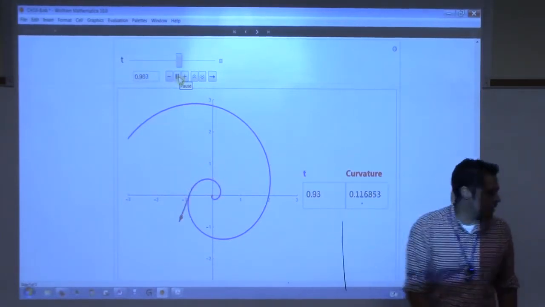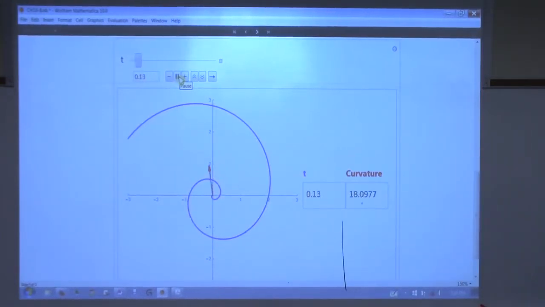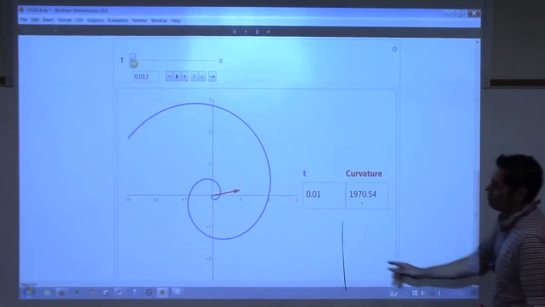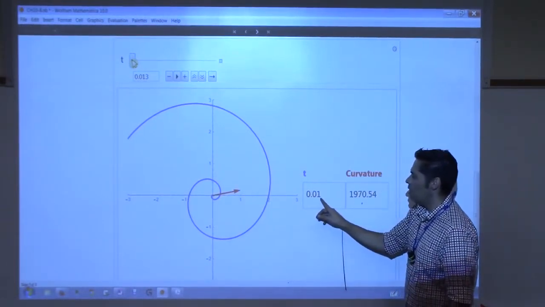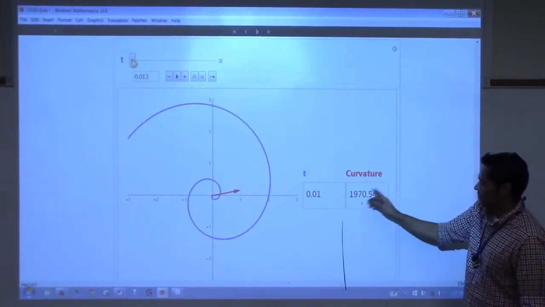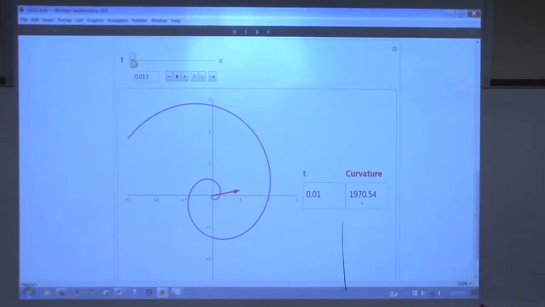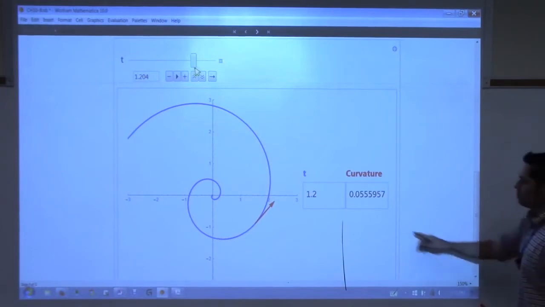So look in here. I think I can slow it down, or I'll just pause it. Move it back to the beginning. Right there at the very beginning, look at the curvature at time 0.01. The curvature is what? Almost 2,000. But as I move out, notice that number's gotten smaller already. Now look at that, not much further away, at 0.12, the curvature is 23. And then as I move out further and further, at 1.2, the curvature is 0.05.